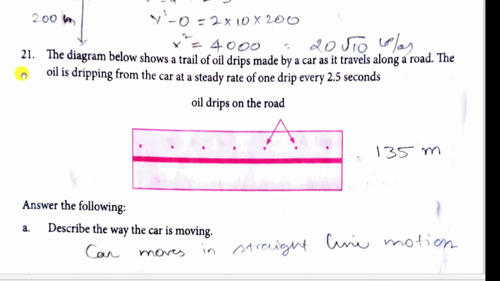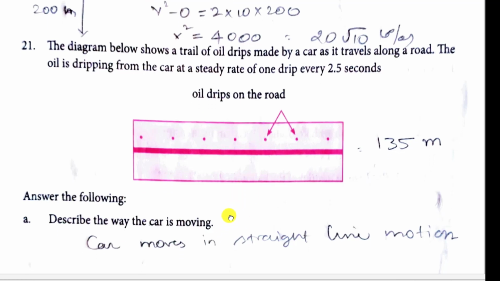Come to the next question, 21. The diagram below shows a trail of oil drops made by a car as it travels along a road. The oil is dripping from a car at a steady rate of one drip every 2.5 seconds. This is the picture which depicts the oil drop dripping. And now you have to answer all those questions given here.